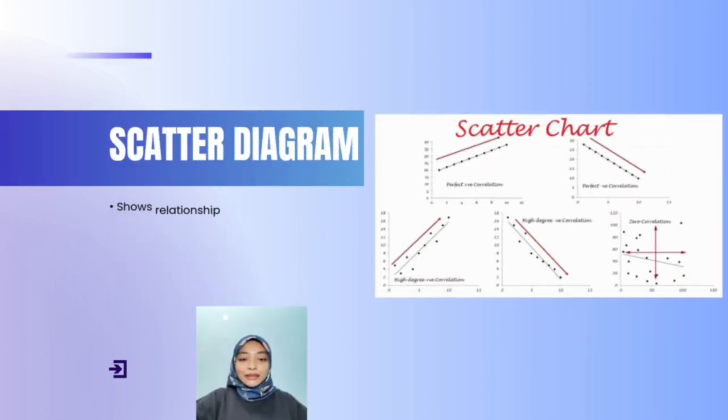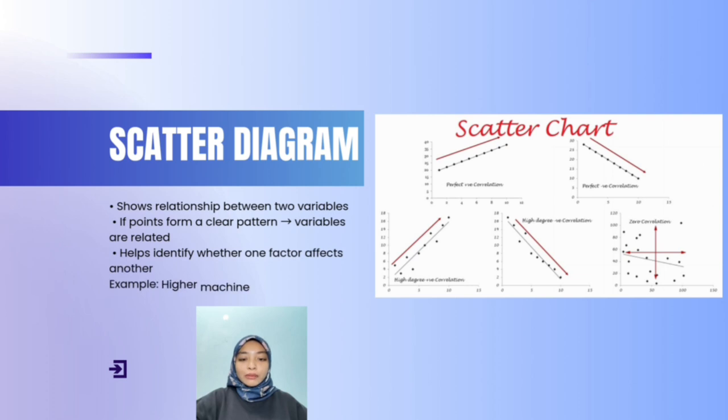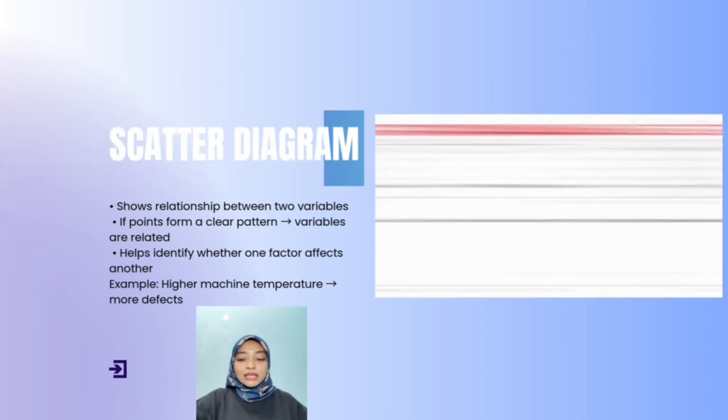A scatter diagram is used to study the relationship between two variables. For example, we may want to see whether machine temperature affect the number of defects. If the points form a pattern or trend, then the variables are related. If they are scattered randomly, there is no relationship.